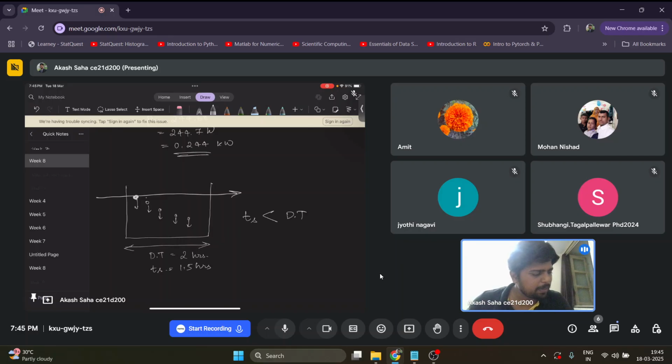Before the particle comes out of the system, it will definitely settle down, because it is less than the detention time. So what does that mean? It means that all my particles will settle down. So if all my particles are settling down, that means 100% settling is achieved. So my efficiency will be 100%. Is it clear? Yes, sir. Okay.